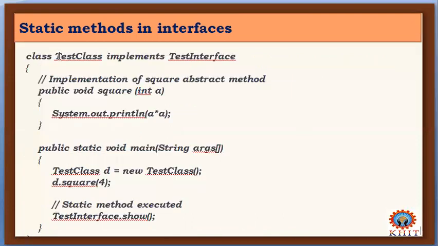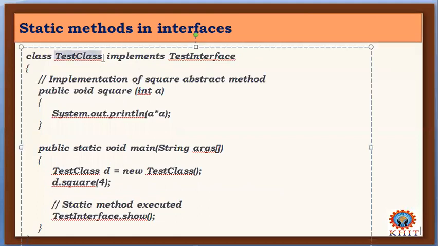Next, coming to this class. So we are writing a test class which implements the test interface. Whenever it is implementing this test interface, we have an undefined method called square. That method should be defined here. So we should write a definition for that method, System.out.println. So what will the square method do? If we give a parameter to this method, it will print the square of that parameter, a into a.